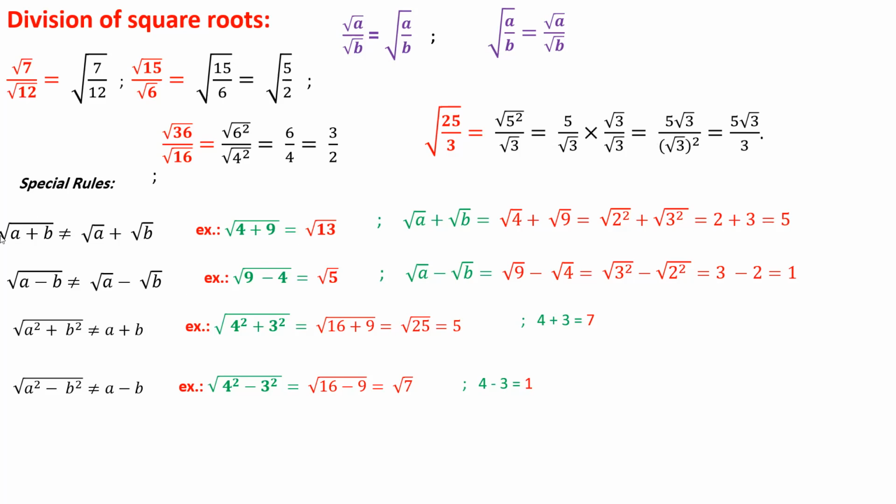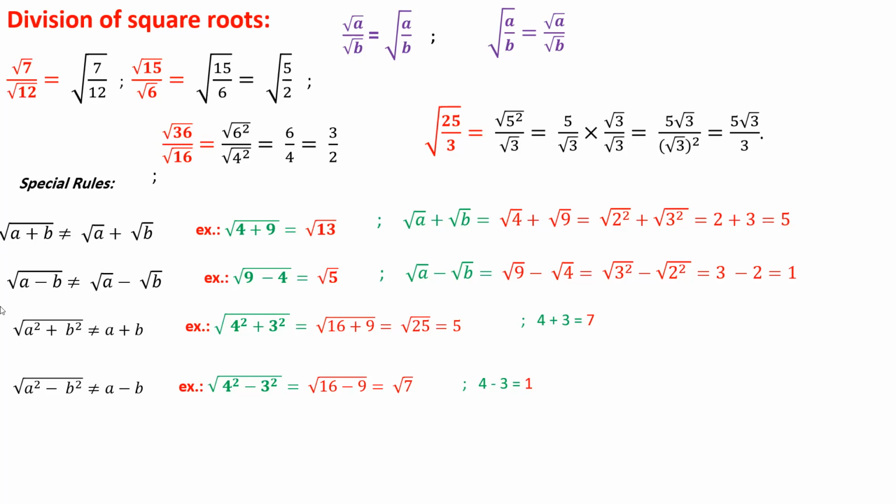Now I have special rules. If I have radical and inside I have A plus B, this is different. I cannot write radical A plus radical B. Why? If I have radical 4 plus 9, 4 plus 9 is 13, so the answer is radical 13. Look, if I divide them, radical A plus radical B, so radical 4 plus radical 9, it's radical 2 square plus radical 3 square, it's 2 plus 3, so my answer is 5. Did I get the same answer? No. That's why this is different from this.